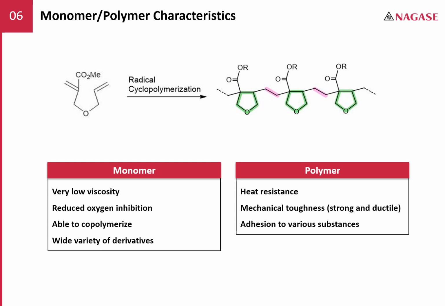For the monomer, again, as I mentioned earlier, you have very low viscosity, you have reduced oxygen inhibition, you're able to copolymerize with other methacrylates or acrylates, and you can make a wide variety of derivatives out of this basic structure. For the photopolymer, some of the properties it exhibits are very good heat resistance and mechanical toughness. It can be strong and ductile, and it improves adhesion to various substances. I'll be illustrating these further on in my talk with data to support that.